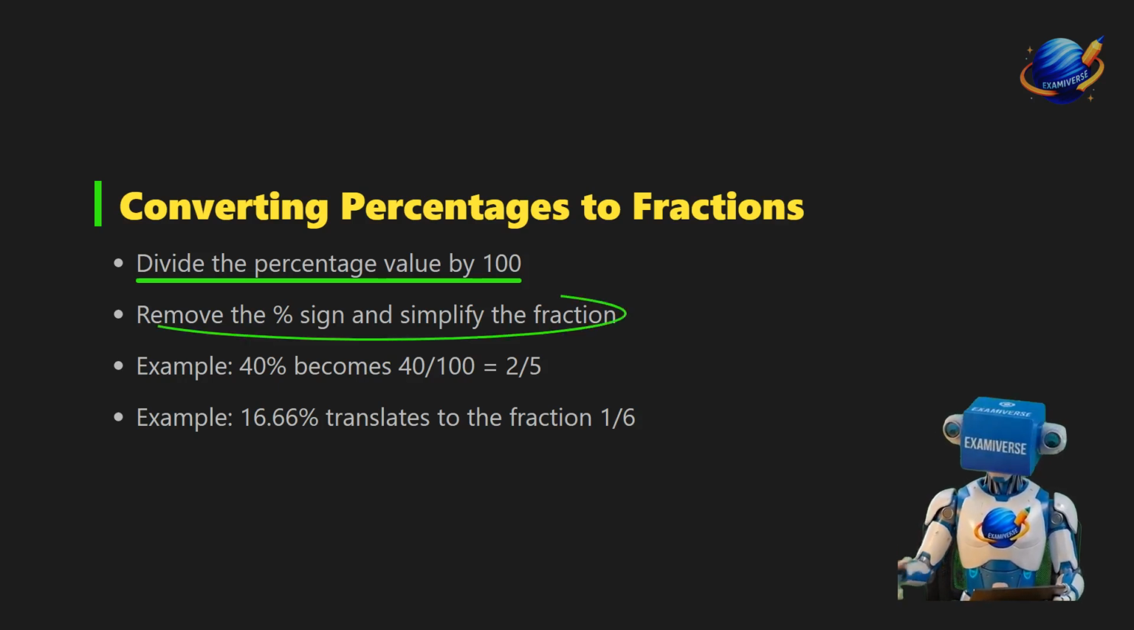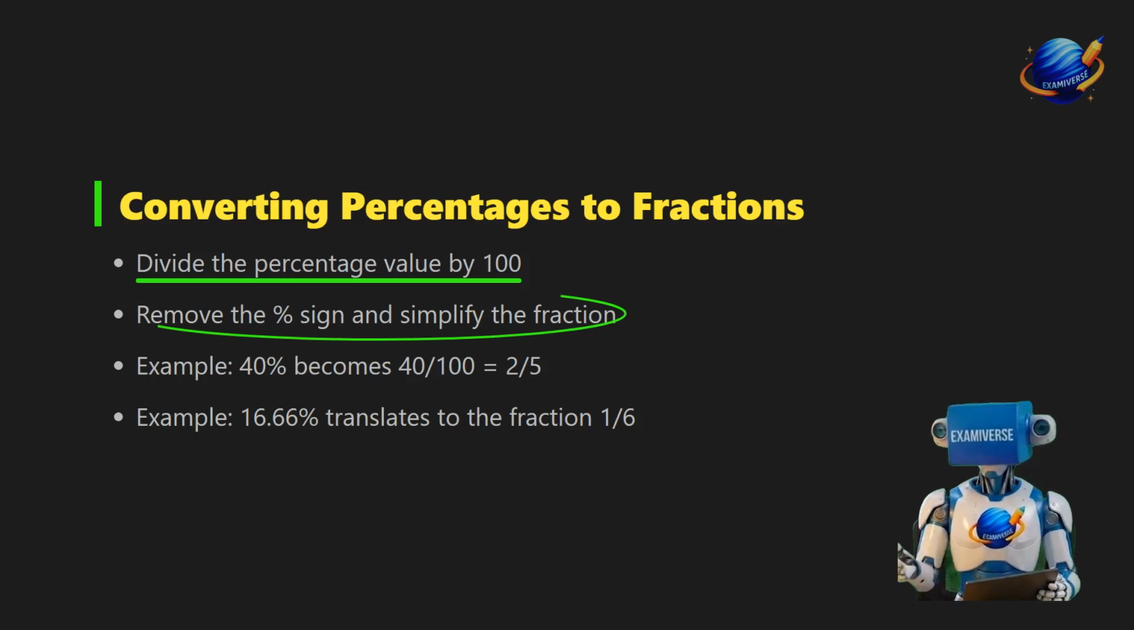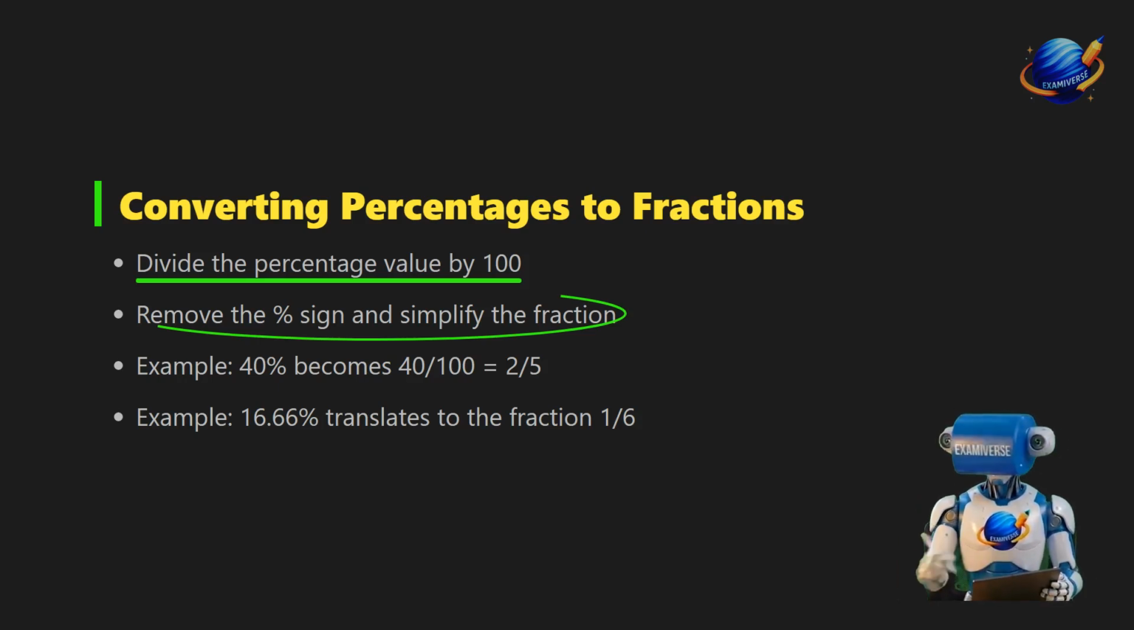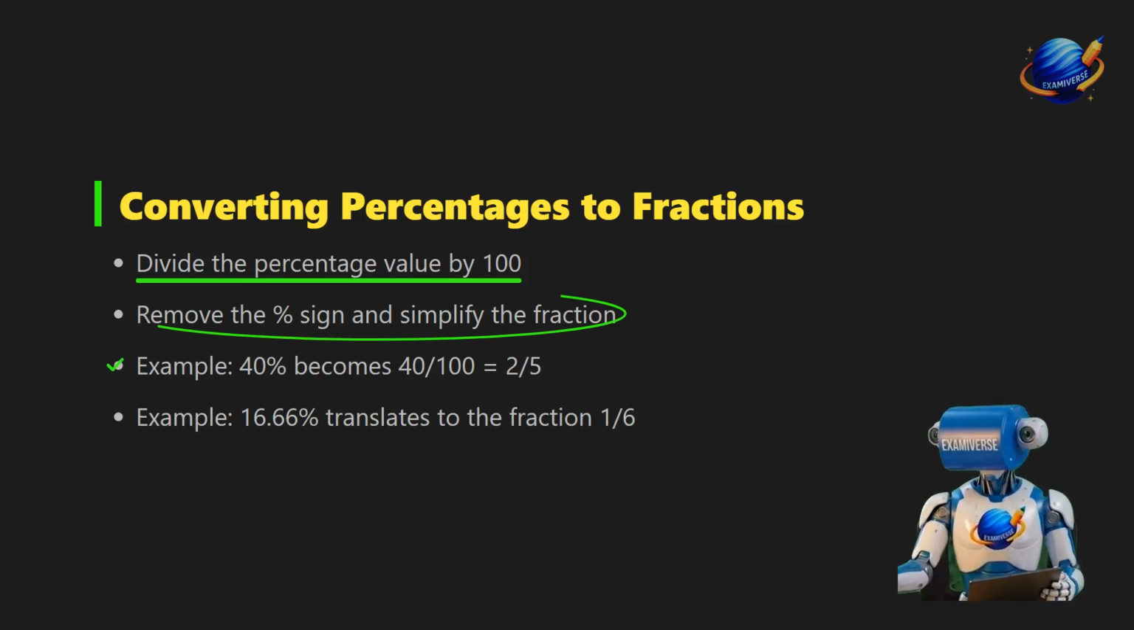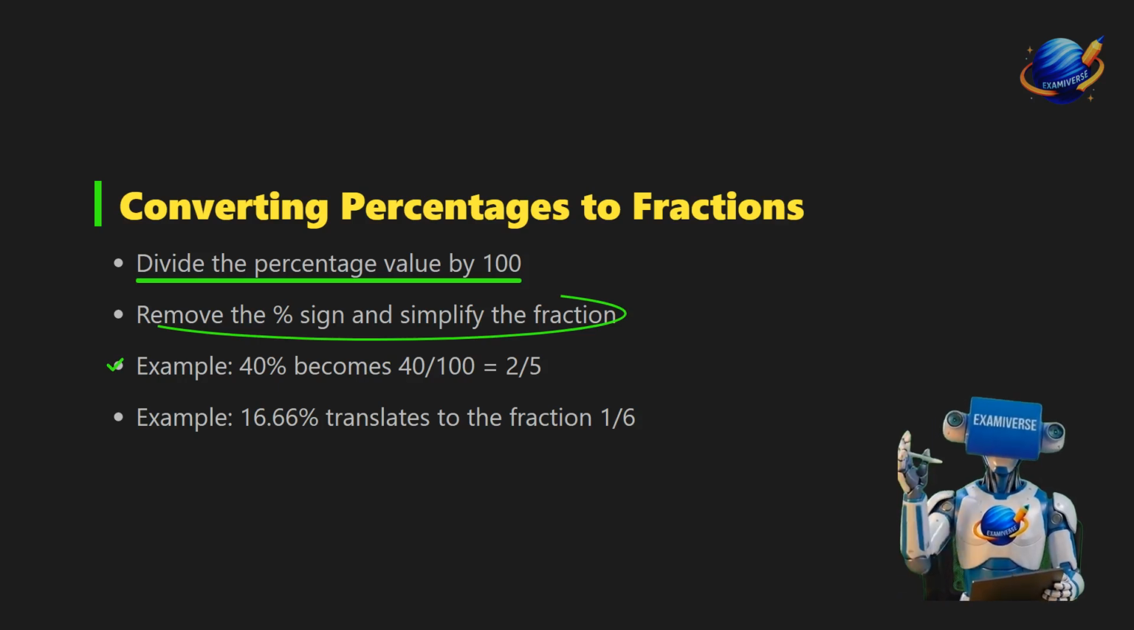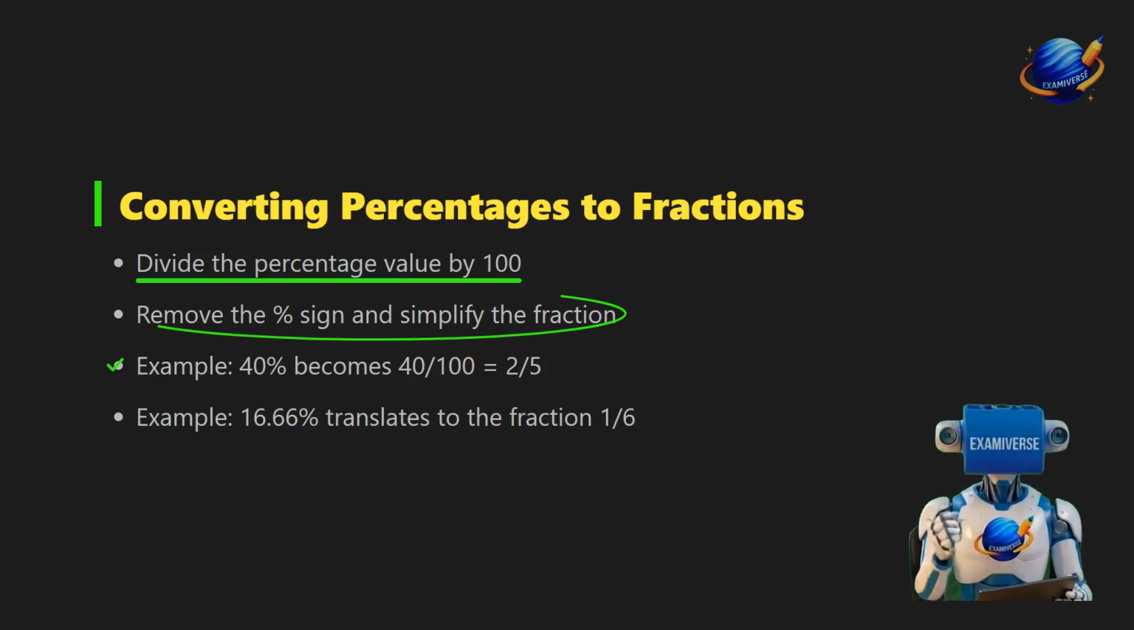Let's look at a practical example to see how this works. Suppose a question mentions a 40% increase in a company's revenue. You take 40, divide it by 100, and simplify 40 by 100 to get two-fifths. Working with the fraction two-fifths in an algebraic equation is much faster and less prone to error than multiplying by 0.4 or dealing with decimals.